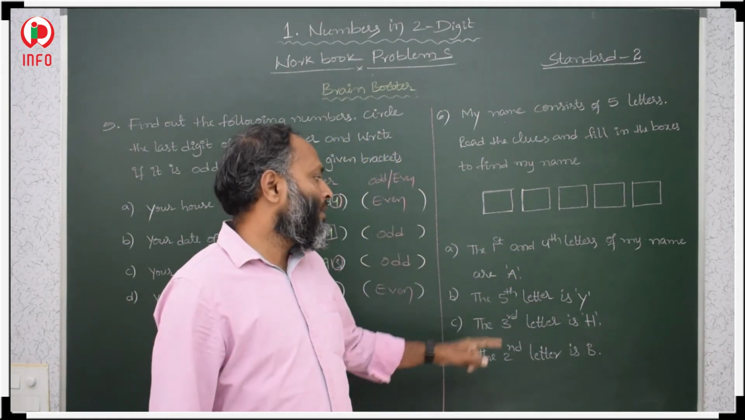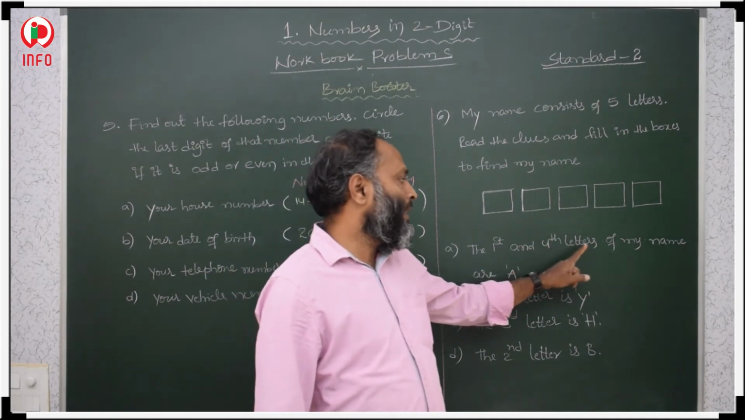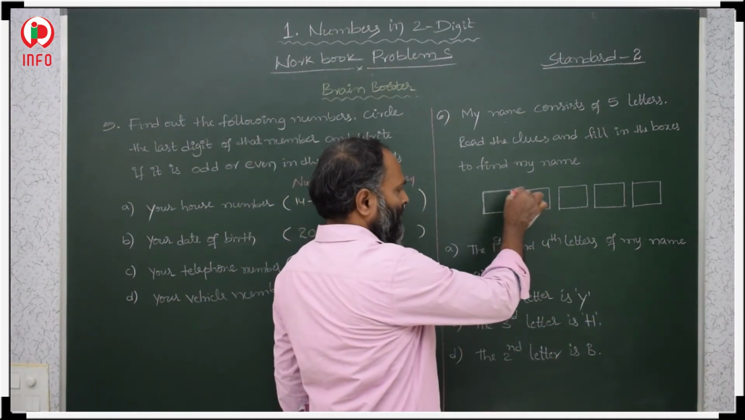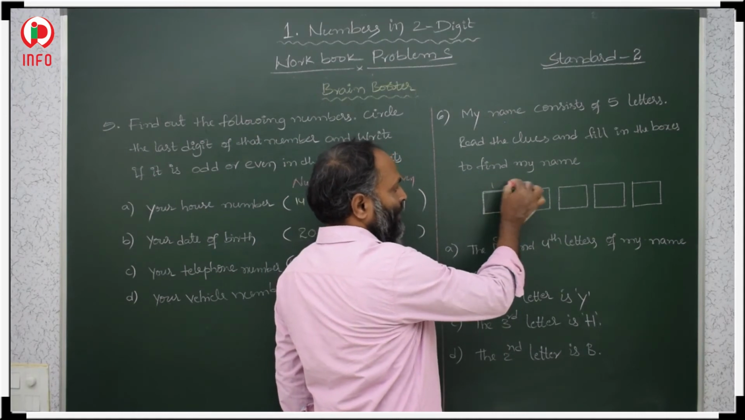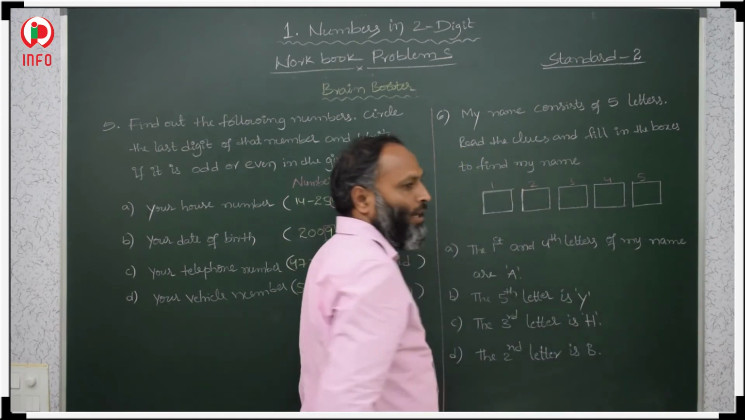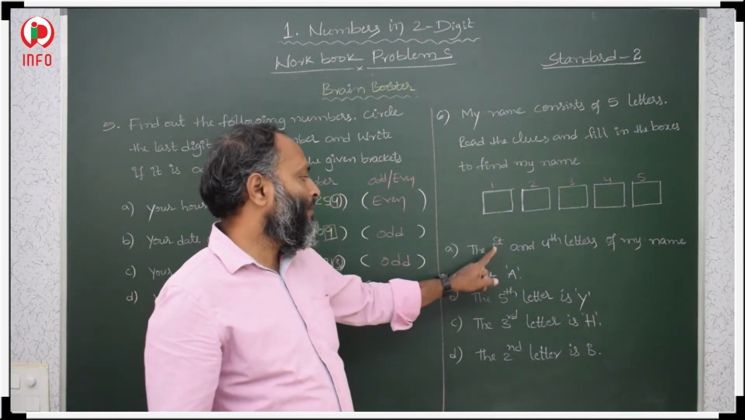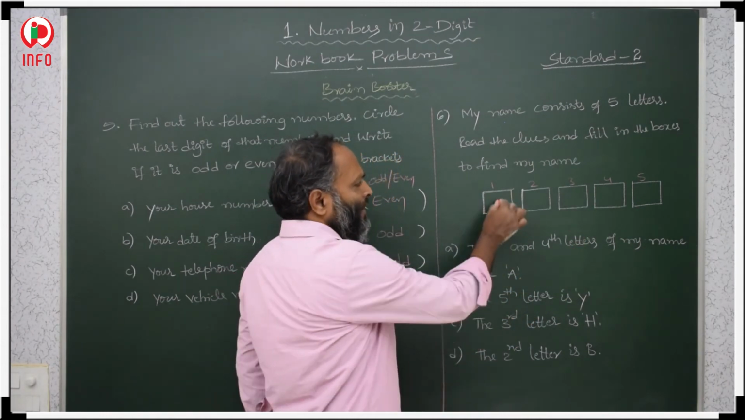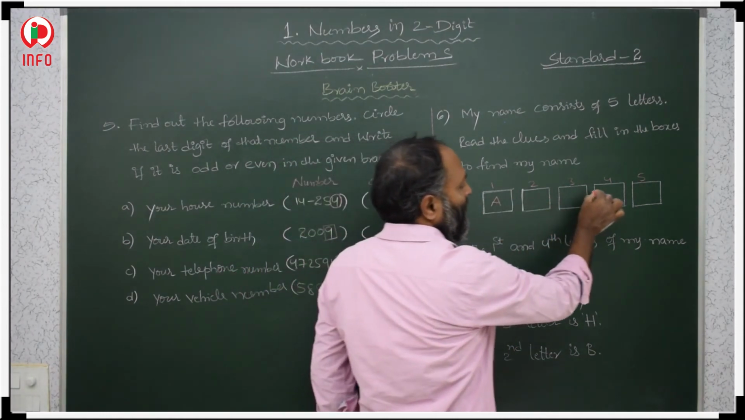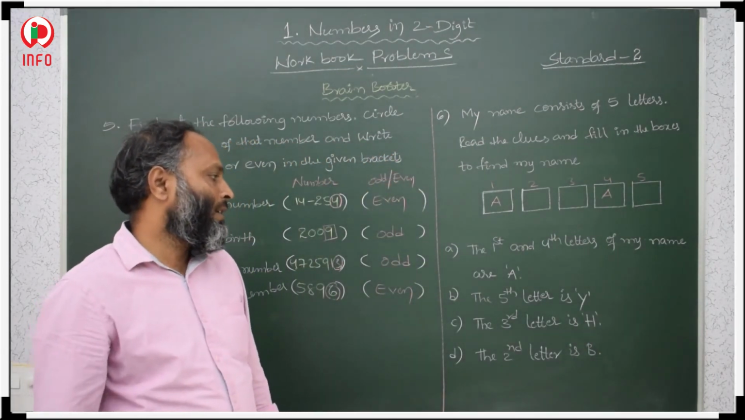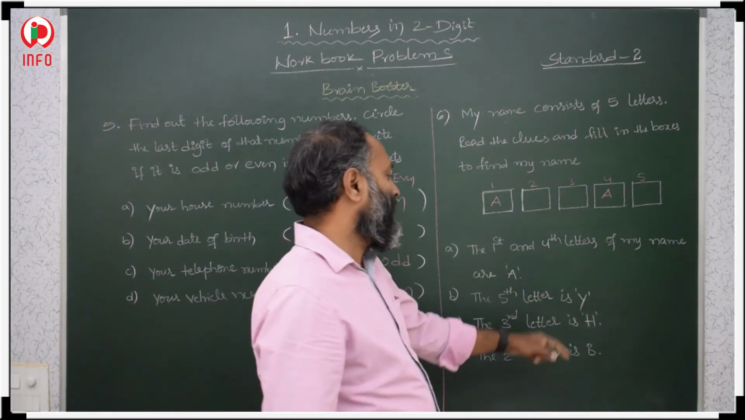So, what is the clue? First and fourth letter of my name is A. This is the first letter, then second, third, fourth, fifth. In these 5 letters, first and fourth is A. Here A and here A. In first and fourth, A is there, and the fifth letter is Y.